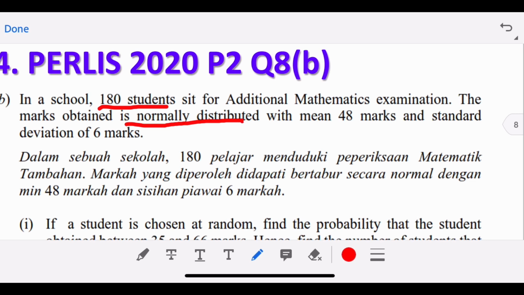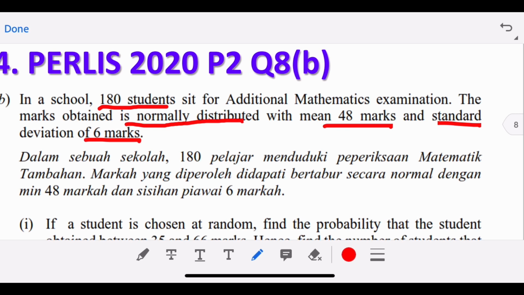Alright, when you read the question, especially the hot question, you highlight the keywords. 48 marks is the mean, okay, mean mark, and the standard deviation of 6 marks. So this sentence actually consists of 4 important keywords. One is 180 students is a sample space, okay? And then normally distributed, we have 2 types of distribution. One is binomial distribution, and another one is normal distribution.